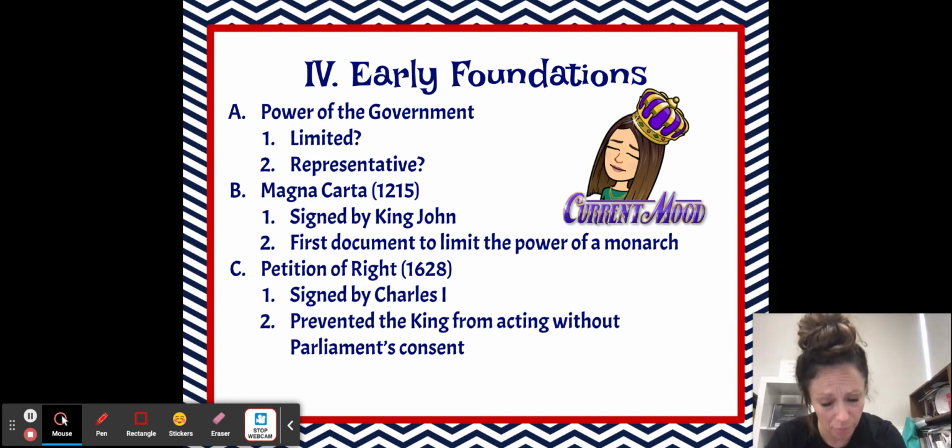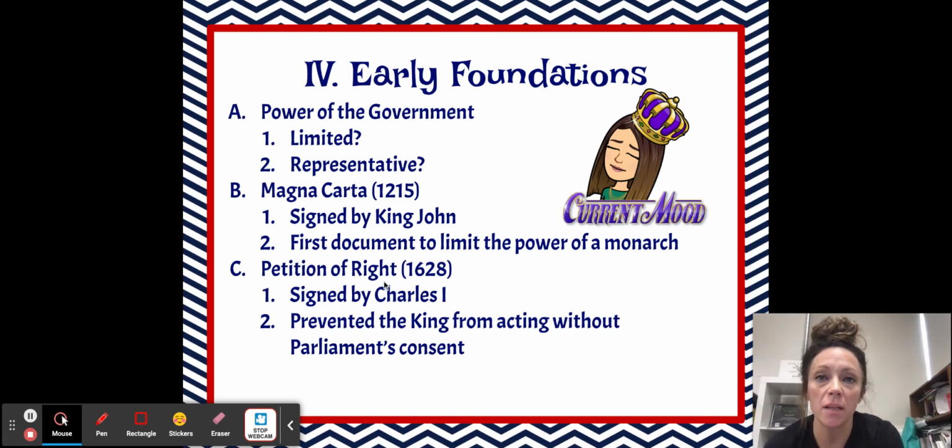So this document is important because when he signed it, it was the first document to limit the power of a monarch, okay? So no, King John, you can't do whatever you want. No, future kings and queens of England, you can't do whatever you want. You are limited in power, okay? So this was a big deal. And if you think about it, do you think that King John signed that document willingly, or do you think he was forced to? We'll talk about it in class.